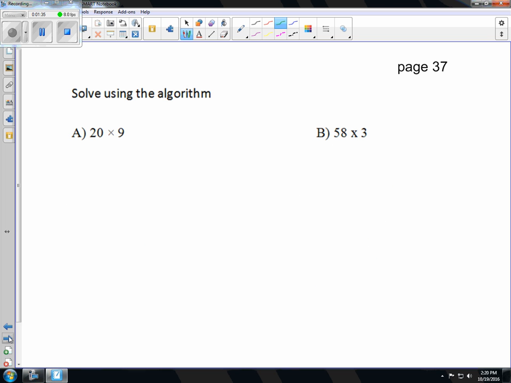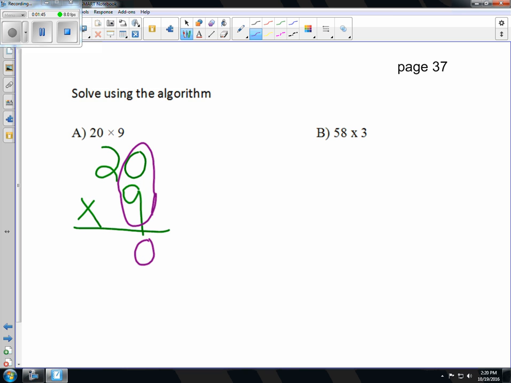So now we're going to look at some examples. 20 times 9. So the first thing that I do is 9 times 0, which is 0. And then I go to the 9 times 2, which is 18. There's no place to carry the 1, so I drop it down right there.